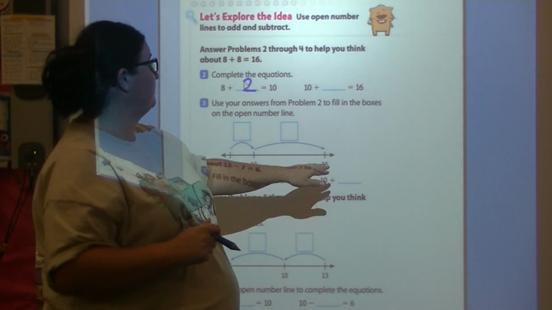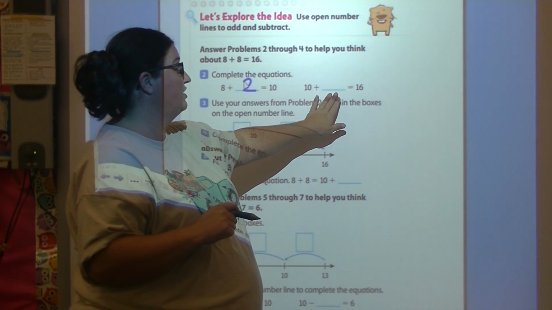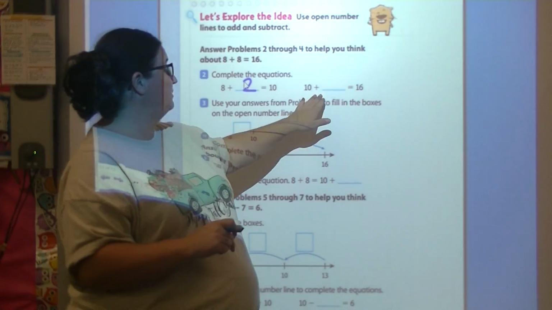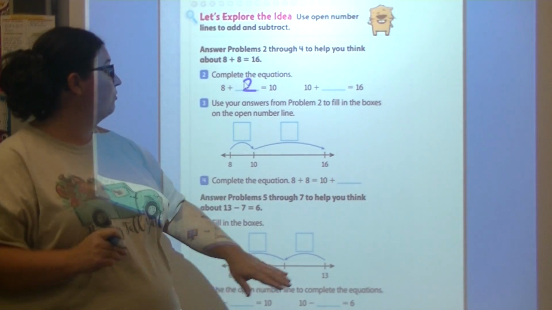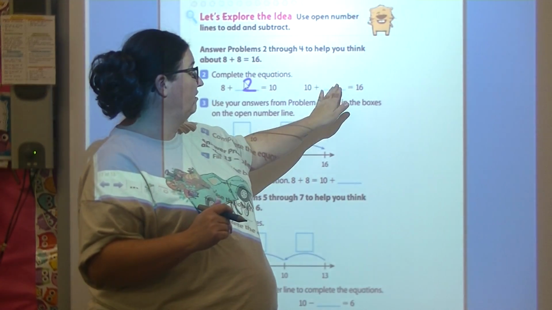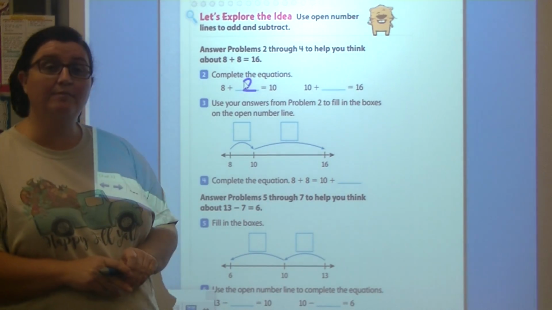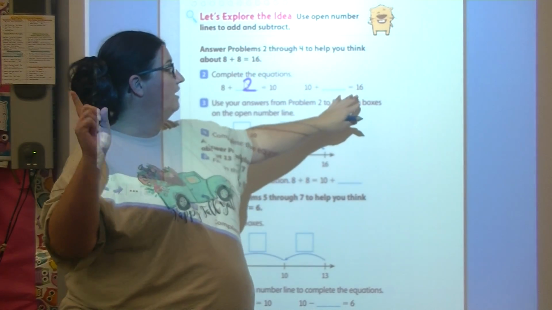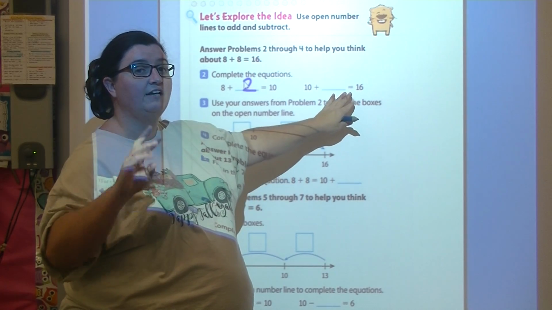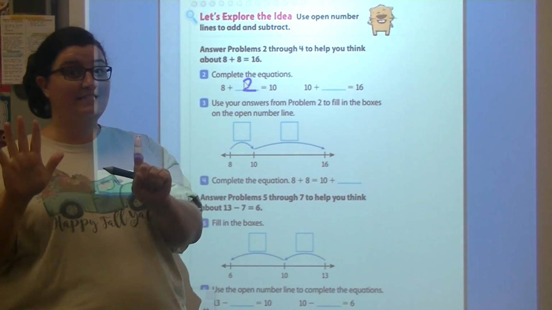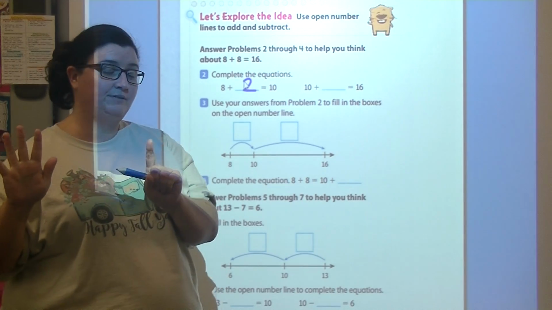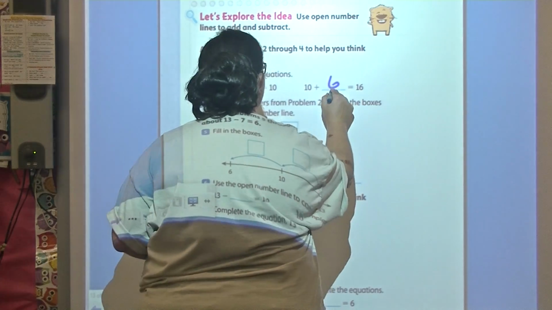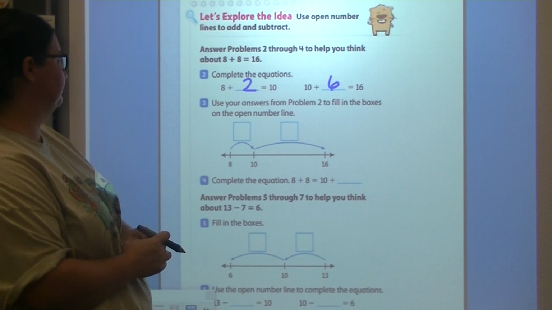Now, our next problem says 10 plus what number equals 16? We're going to put 10 in our head and count on until we get 16 to find our missing number. Start with 10 and let's count on. 10, 11, 12, 13, 14, 15, 16. What's our missing number? 6. So 10 plus 6 equals 16.